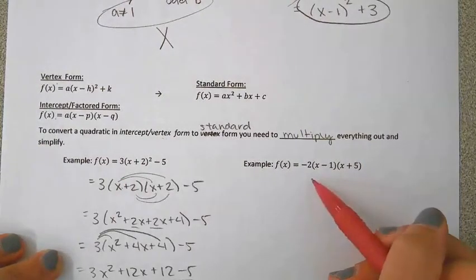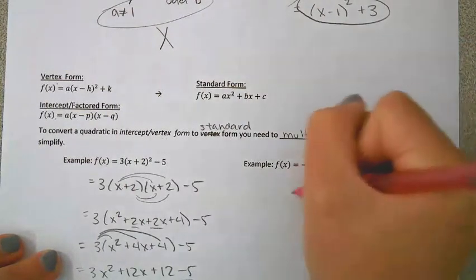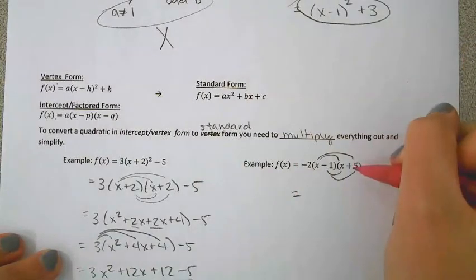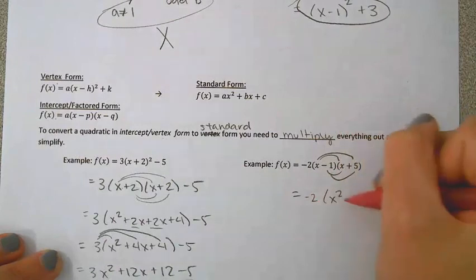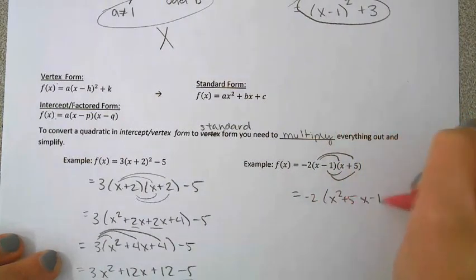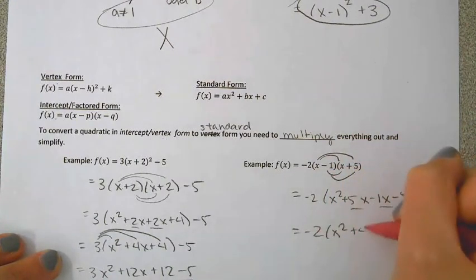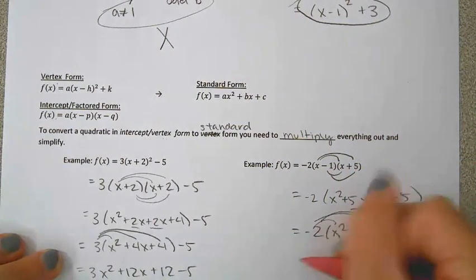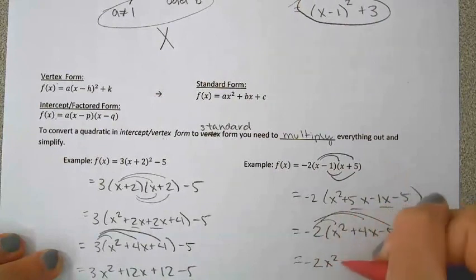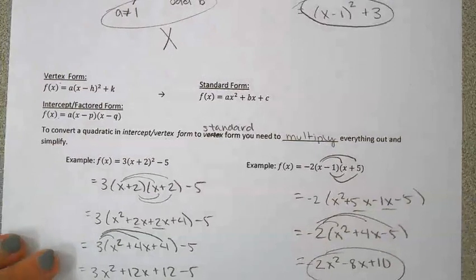Now, same idea here. I'm going to do this part first because I like to do it that way. Going from intercept to standard, I'm going to keep the negative 2 out front. x squared plus 5x minus 1x minus 5, combining like terms. And then distributing. And now you are in standard form.